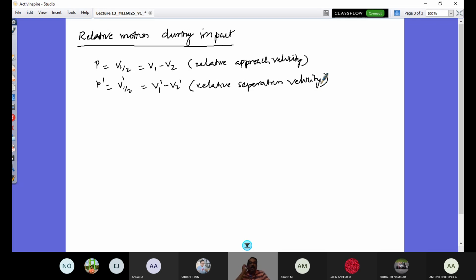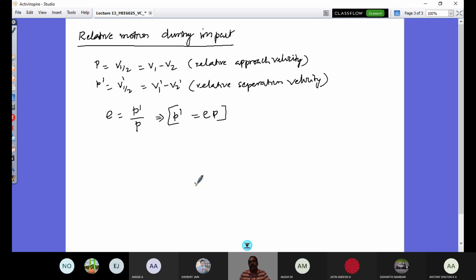Relative separation velocity divided by relative approach velocity is what defines the coefficient of restitution. So that's going to be P dash by P, right? This is also something that we have looked at. So I would get P dash given by E times P. Okay, so now if this is the case, we can have motion under consideration of three different cases.